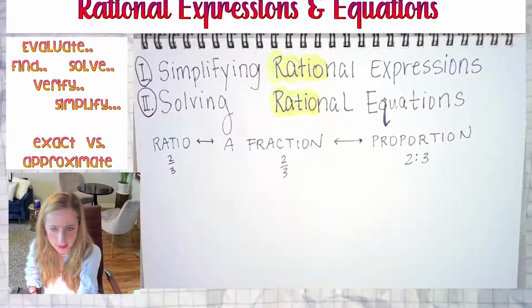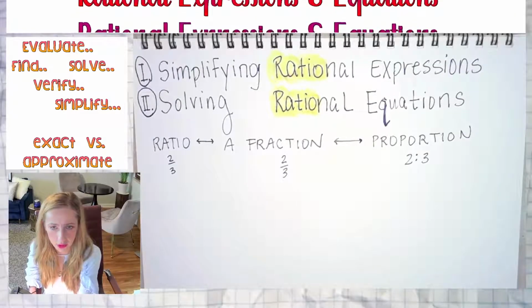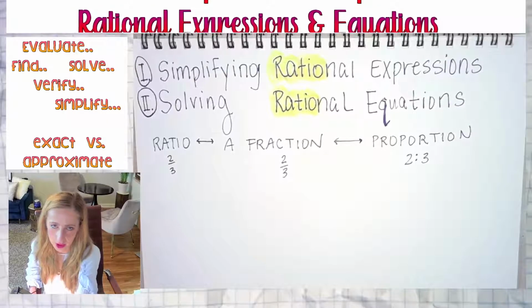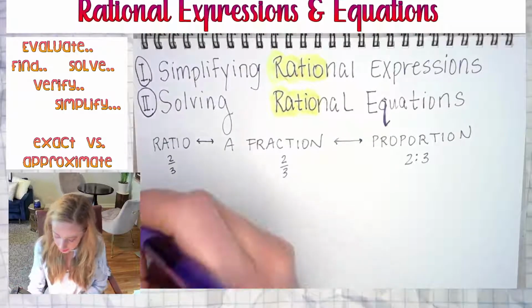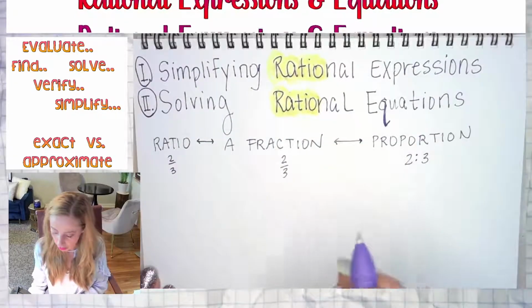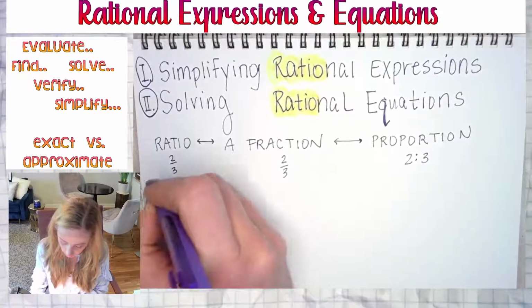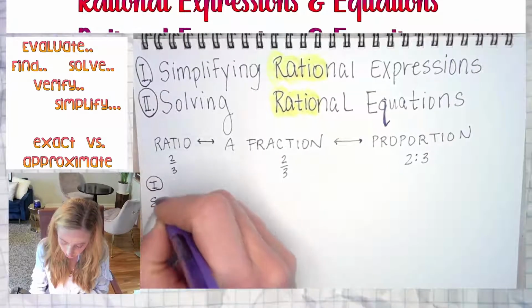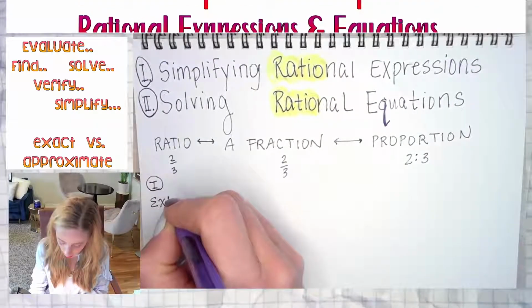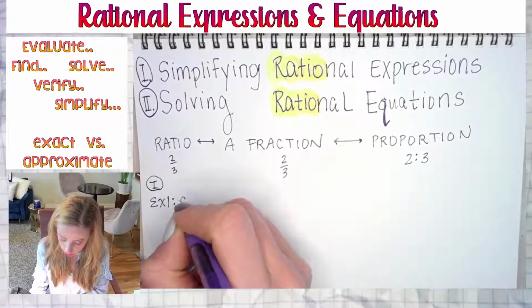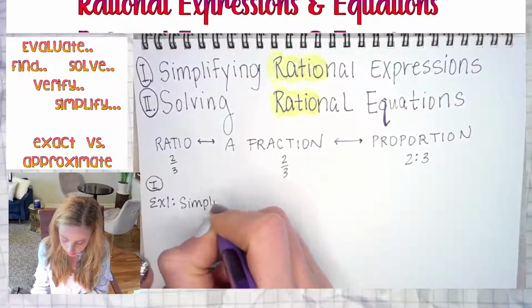They're irrational, okay? Now, from there, let's start pretty easy, simplifying rational expressions. So this is for Roman numeral 1 right now. We're just going to dive into some examples. So example 1, we're going to simplify all of these.